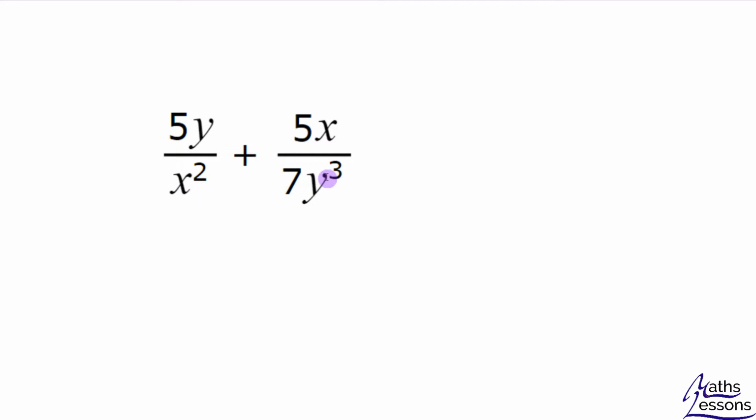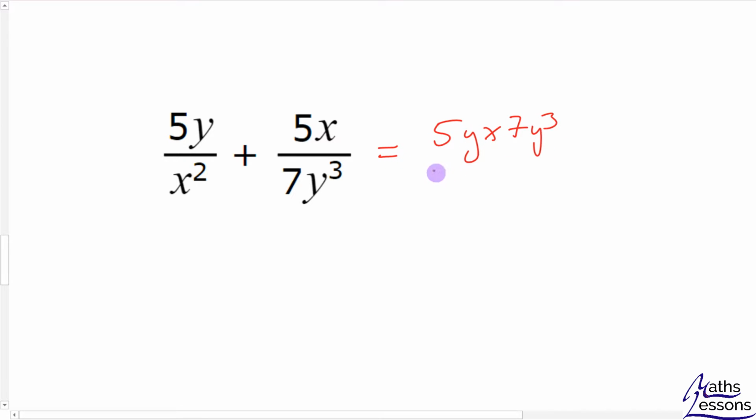Right, so common denominator. We need to find something both of these would go into. Well, there's no common factors. There's nothing that goes into x squared that also goes into 7y cubed. So therefore we can just multiply them. So we're going to times top and bottom of this one by 7y cubed. So this is going to be equal to 5y times 7y cubed over x squared times 7y cubed. Times top and bottom by the same thing.